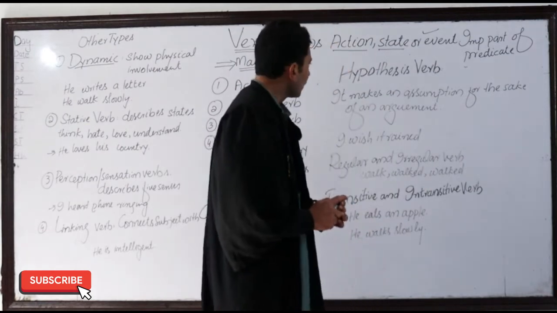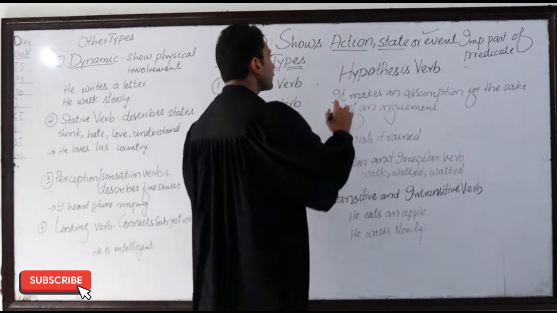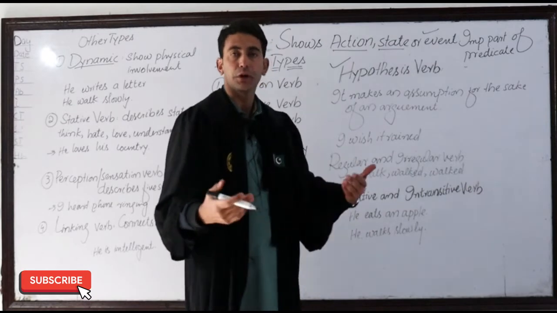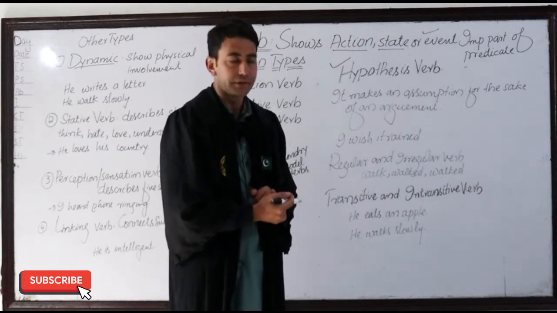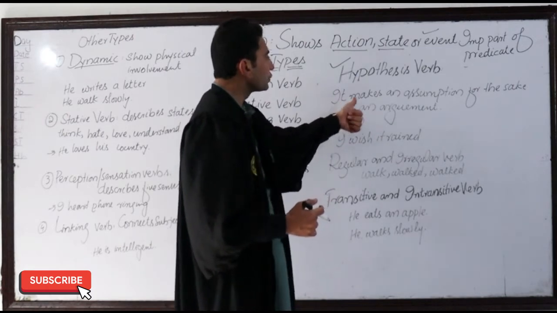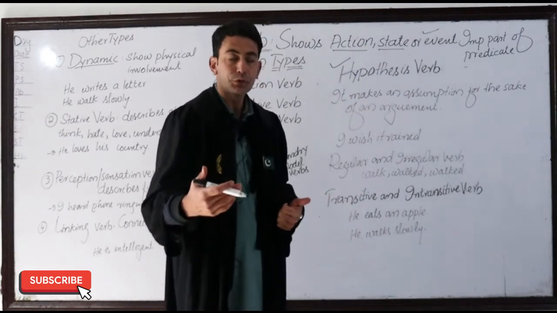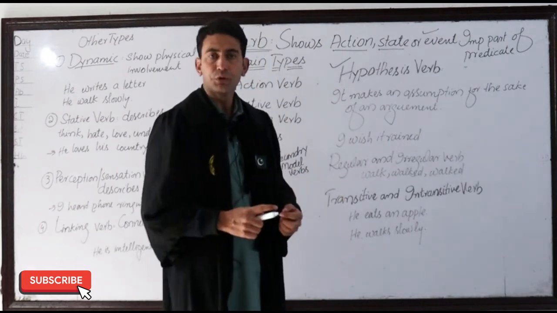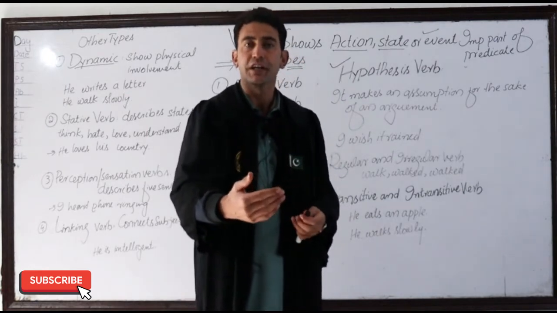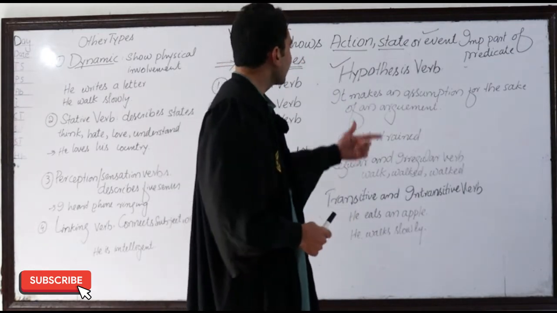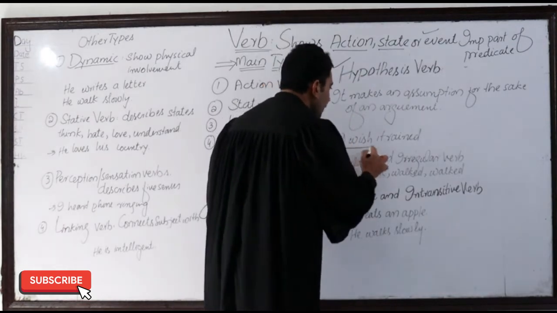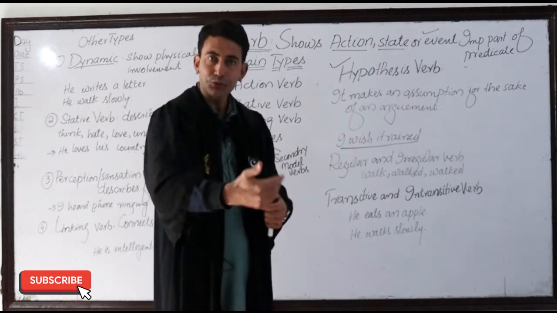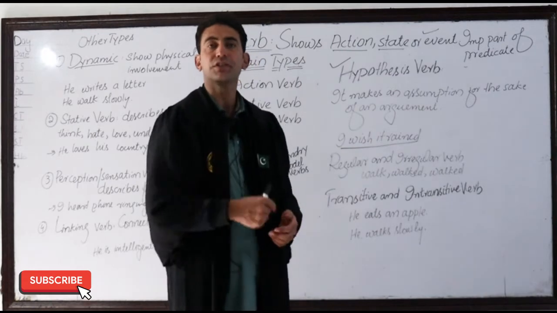Okay. Now, let us move on towards the hypothesis verb. Now, I am going to discuss the hypothesis verb. What do we mean by a hypothesis verb in English grammar? Understand? So, a hypothesis verb makes an assumption for the sake of an argument. Understand? We want to make an argument. For that we need an assumption, and that assumption is provided to us by the hypothesis verb. Like for example, I wish it rained, but it didn't. But I described this wish by virtue of the hypothesis verb.